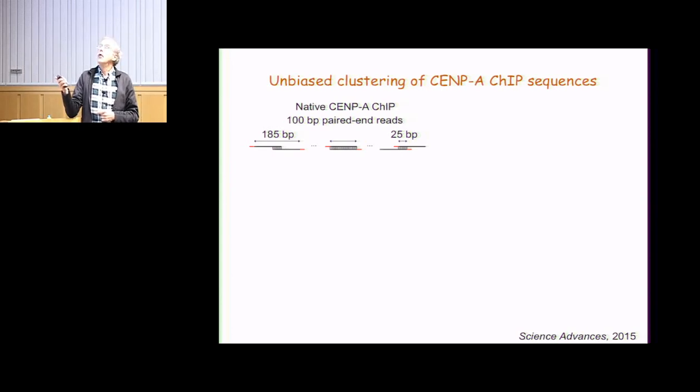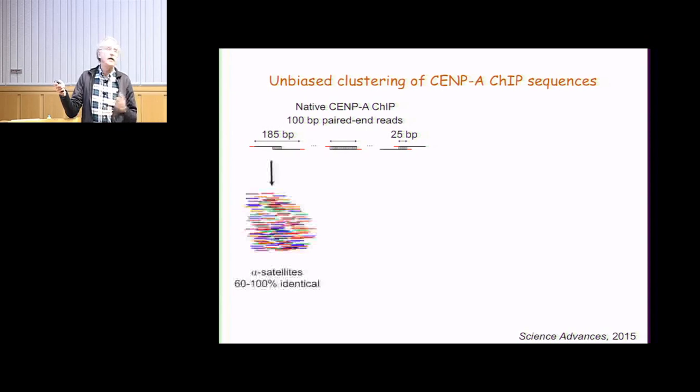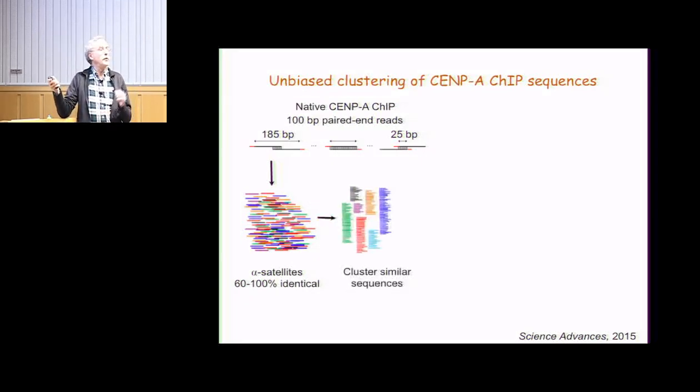Now, when we pull it down, we basically get almost entirely alpha satellite. That's good, but they're diverged anywhere from 100% identical down to 60% identical. We don't know. So we basically apply a greedy algorithm that can deal with millions of these reads, and we just cluster them based on sequence similarity, being very stringent. We don't want to put anything together that's not really part of a cluster. And we get about 200,000 clusters from the human genome, so that's a lot.